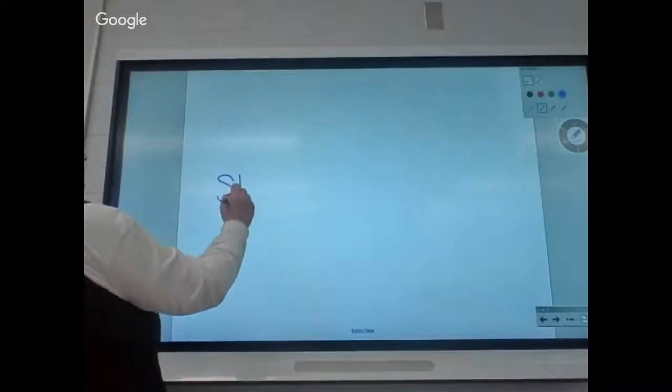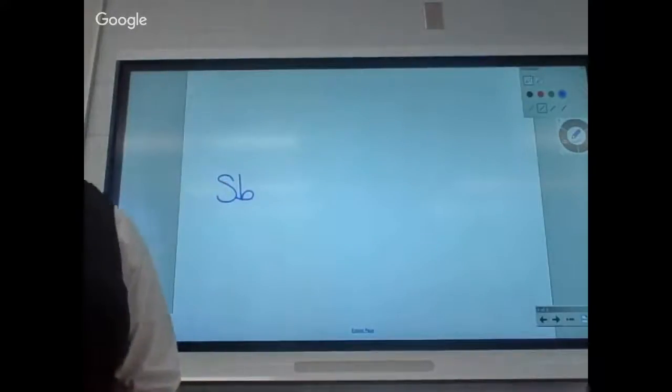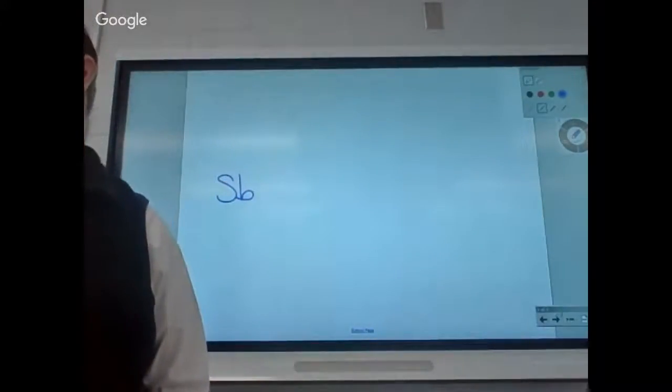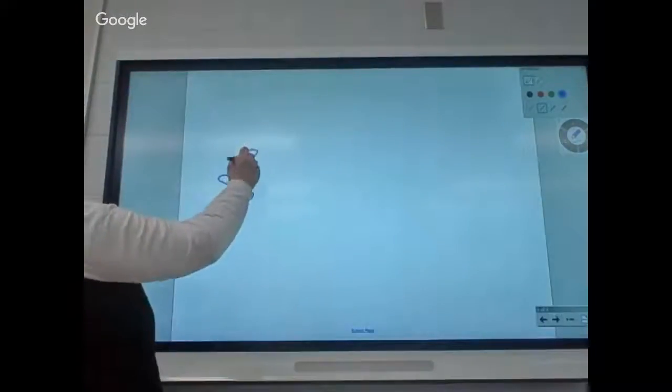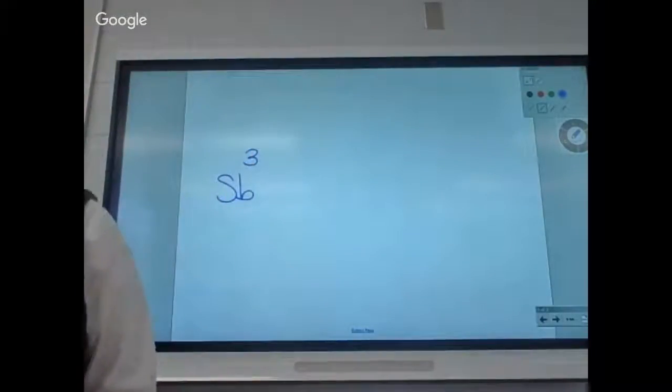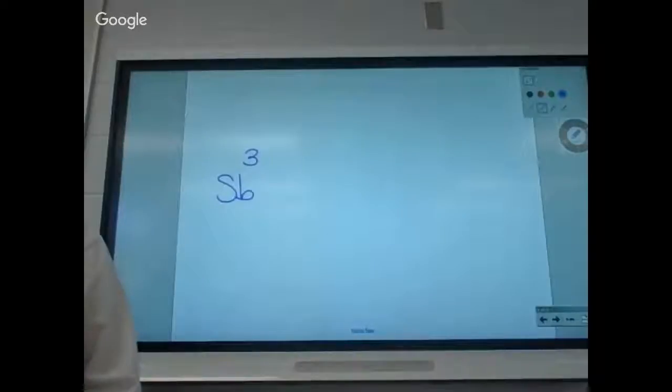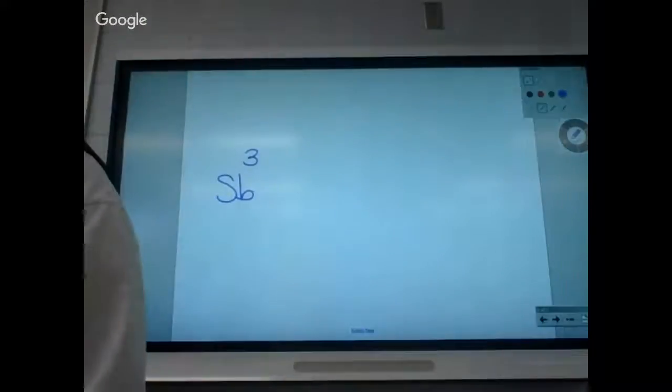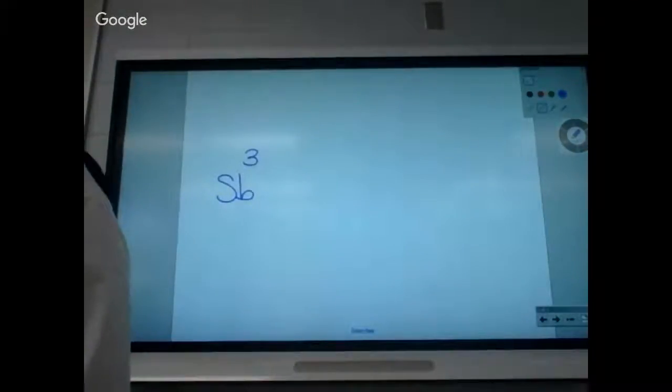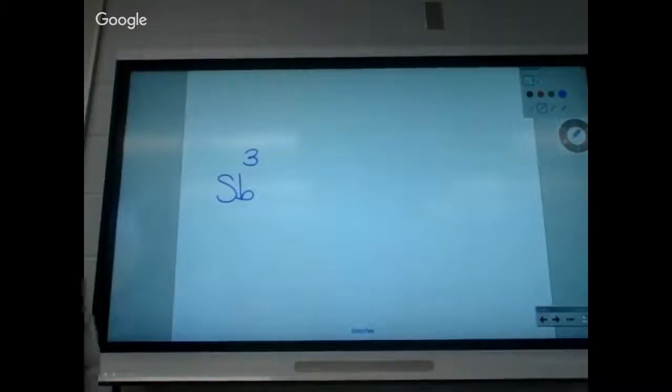So what's antimony's symbol? Sb. Okay, so Sb. All right, the 3 means what? Okay, that means its oxidation number is a 3. All right, so now you have to hunt up dichromate. This is the one that Linda and I were talking about a minute ago. Cr2O7.